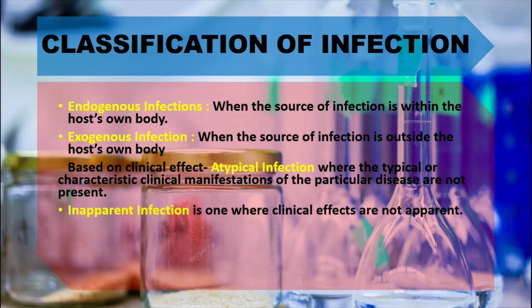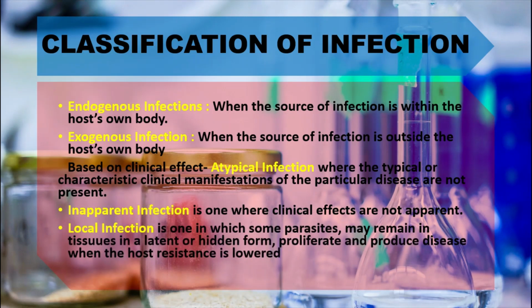While the other infection, that is the inapparent infection, is one where the clinical effects are not apparent. And the third term used is the local infection, in which some parasites may remain in the tissues in a latent or hidden form, and they proliferate and produce the disease when the host resistance is lowered. That is referred to as the local infection.